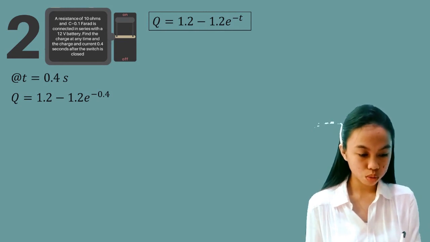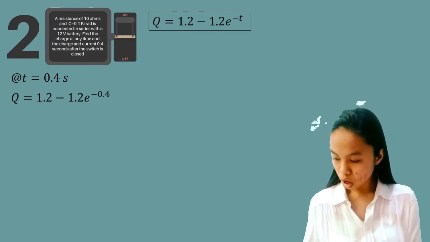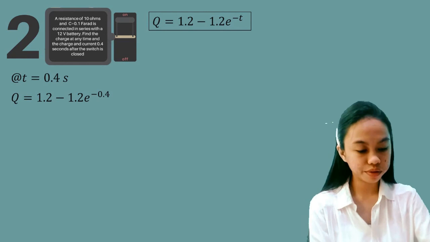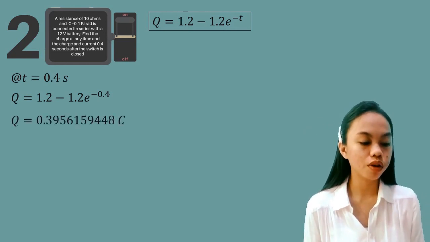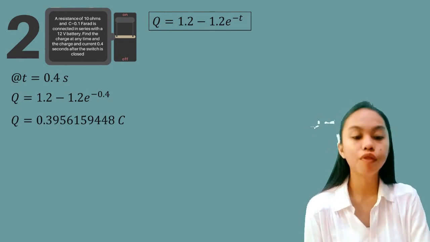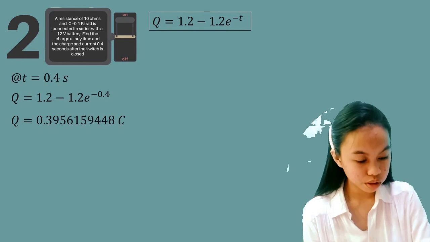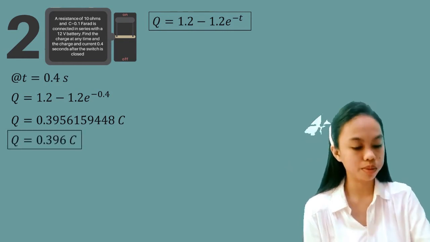1.2 e raised to the power of negative 0.4. So we have 0.39561594448 coulombs. So our charge 0.4 seconds after the switch is closed is 0.396 coulombs.